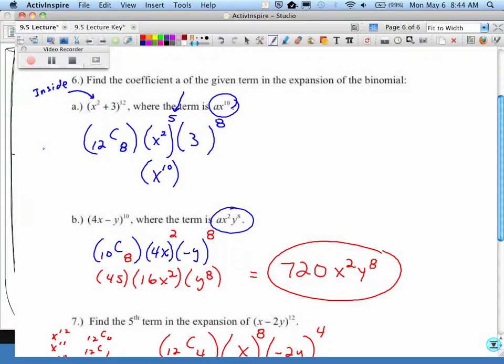What's 12c 8? 495. What's 3 to the 8th power? 6,561. Just 495 times 6,561. 3 million, 247,000... 247. Do it in your head. 247 x to the 10th.